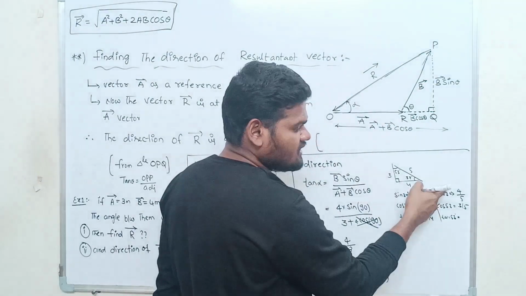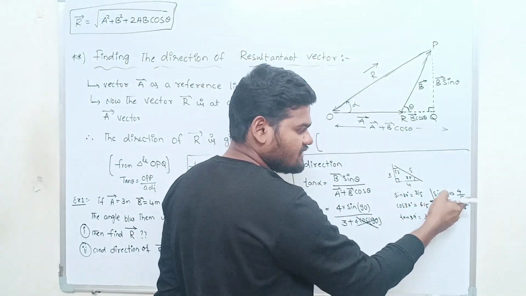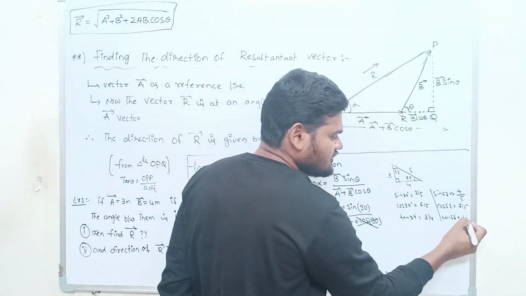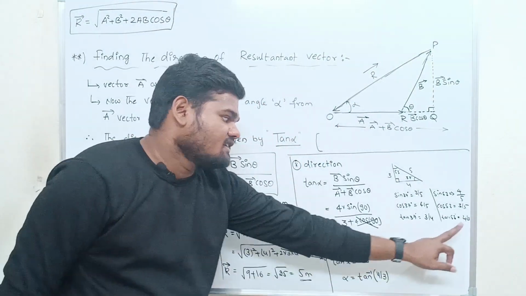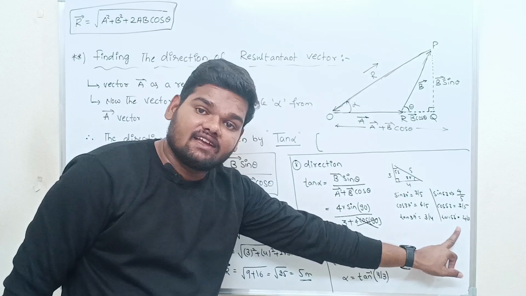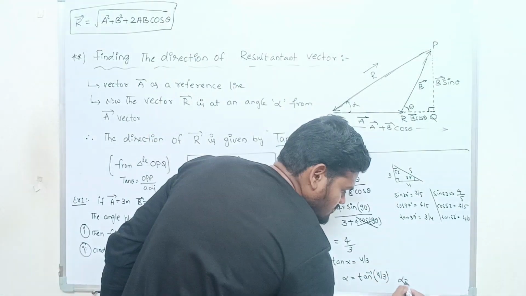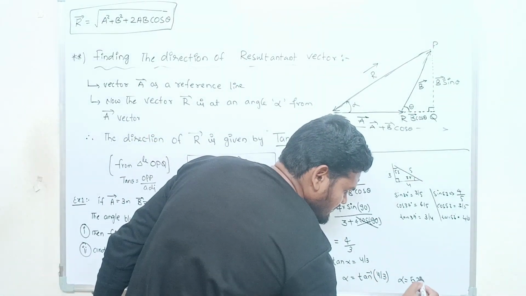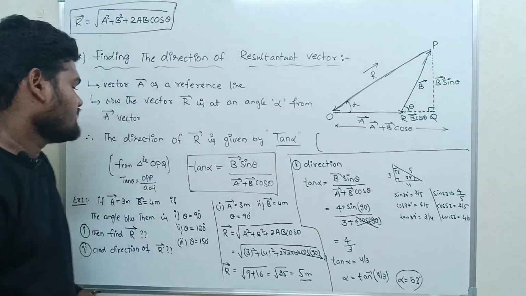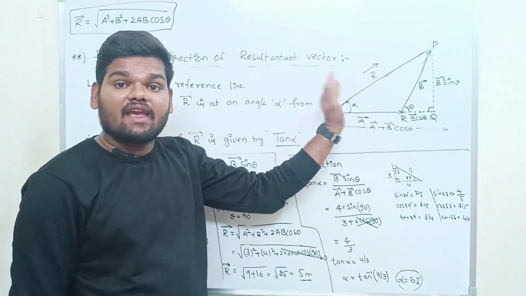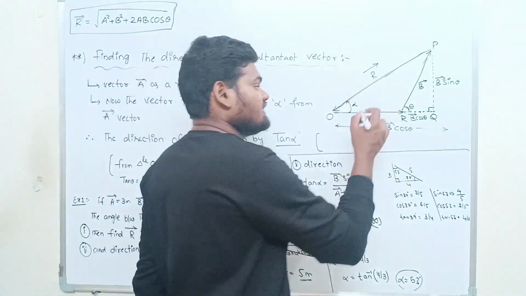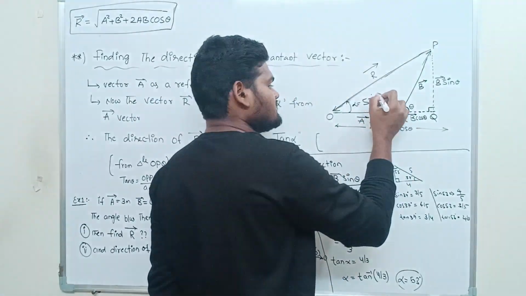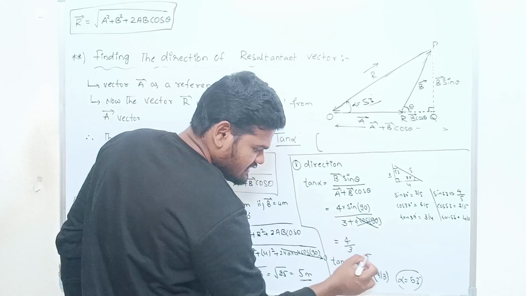Value of tan 53 is what? Sin 53 divided by cos 53. 5, 5 get cancelled out. 4 by 3. So what is the value of tan inverse of 4 by 3? 53 degrees. Are you getting? Alpha is equal to how much? 53 degrees. So that means the direction of R bar vector from A bar vector is equal to how much? 53 degrees. Did you understand this?